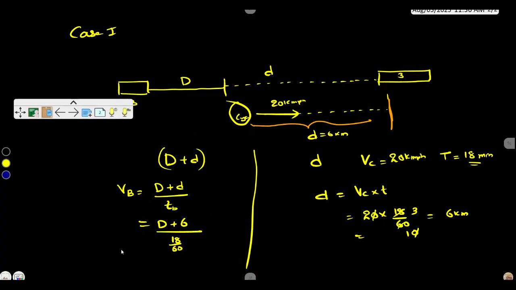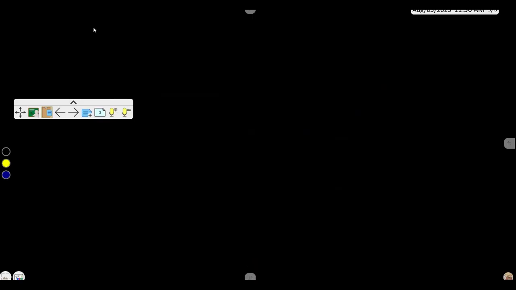So this would give me the velocity of the bus is equal to D plus 6. 6 threes are 18, 6 tens are 60, so this 10 will go up. So D plus 6 divided by 3, into 10. Let us write it as an equation. Okay, velocity of the bus we have found out in this case. Next, we will go to case 2.